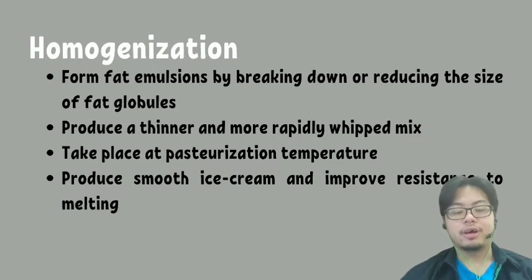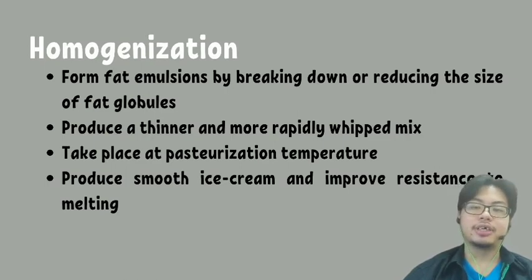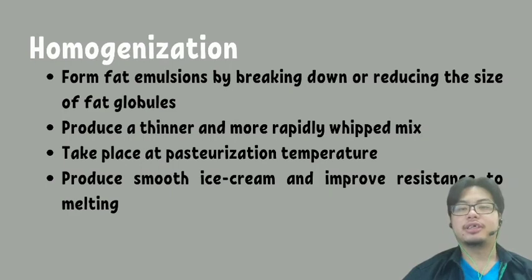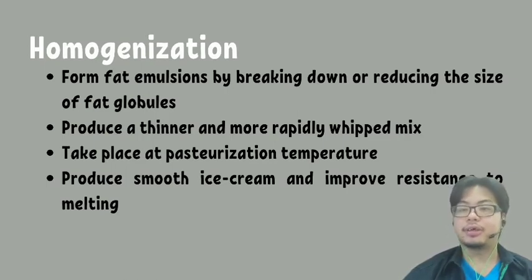We look at the homogenization. The homogenization process forms fat emulsion by breaking down or reducing the size of fat globules. The purpose of this process is to produce a thinner and more rapidly whipped mix of the ice cream. The process takes place at the pasteurization temperature, which is 69 degrees Celsius. The benefit of the process is to produce a smooth ice cream and improve the resistance to melting.